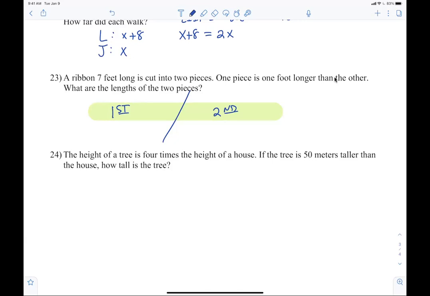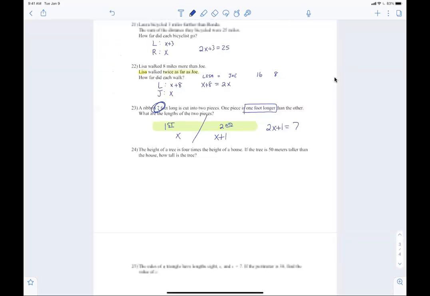Variable. What letter do you want to use? X. Now, the second piece is what? Yay, there you go. X plus 1. Does that make sense now? All right, so how do I write the equation now? Equals how much? Yeah, there you go.